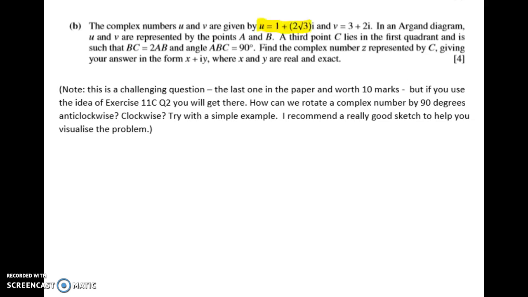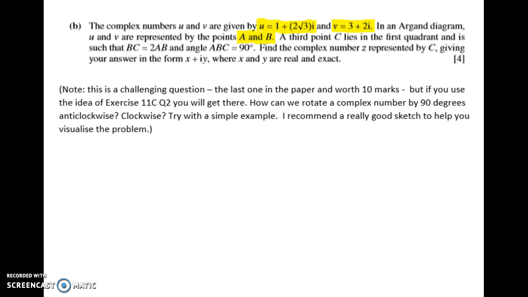So u is equal to this complex number here, and v is equal to this complex number here. First thing I see is that they're both in quadrant 1, so that's good. I can visualize that better. And then we're told that they're points A and B in a diagram. So already you should be thinking, I'm going to go and draw that diagram pretty carefully.